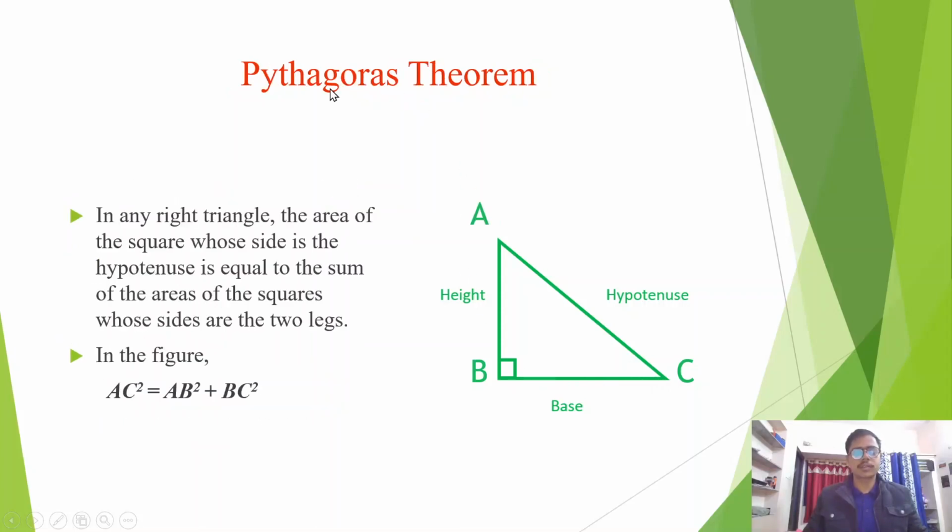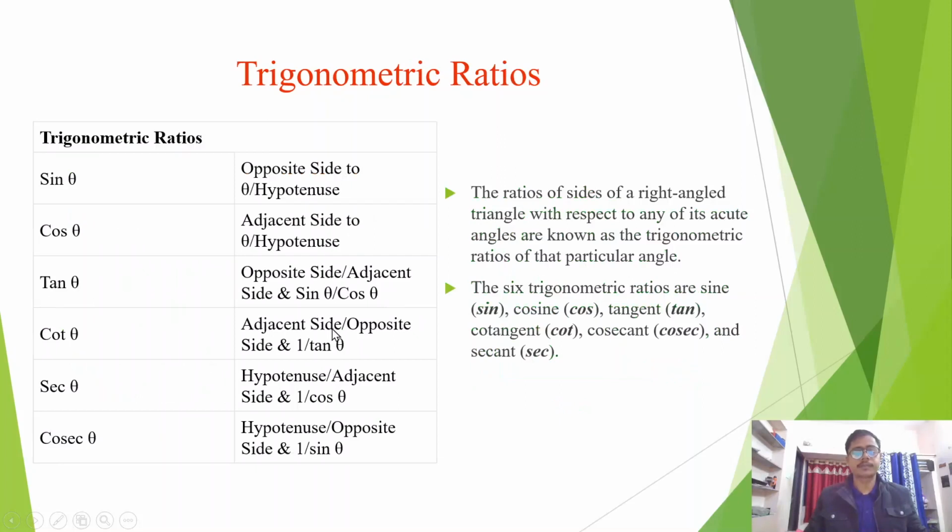Now let us understand what the Pythagoras theorem is. For a given right angle triangle ABC, the Pythagoras theorem states that the square of the hypotenuse is equal to the sum of the squares of the perpendicular and the base of the triangle, that is, AC square is equal to AB square plus BC square.